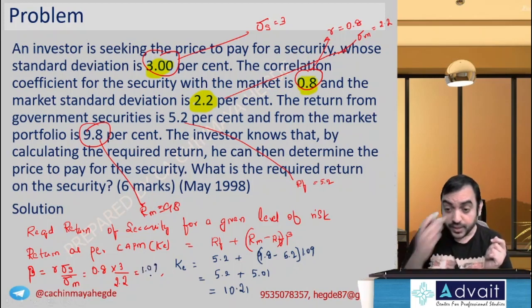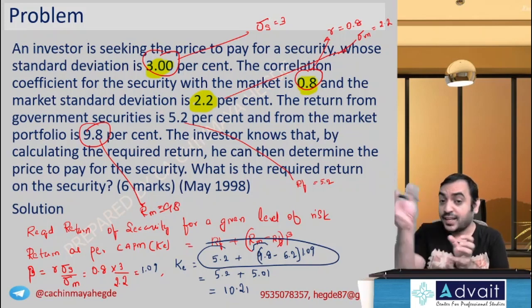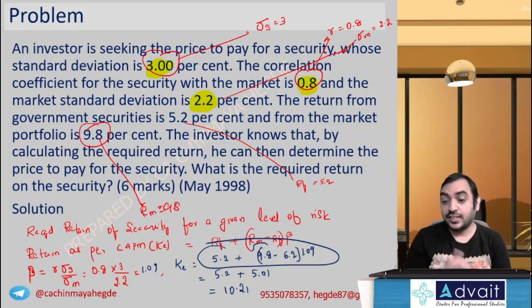And please don't calculate directly in the calculator. There is a bracket here. Don't do 5.2 plus 9.8 minus 5.2. If you do 5.2 plus 9.8 minus 5.2, the 5.2 plus and minus will get cancelled. So don't do it like that in the calculator. I see a lot of students losing marks in exams like this. Calculate 9.8 minus 5.2 into 1.09 as the second part first, then add it to the first part. You get the overall correct answer.